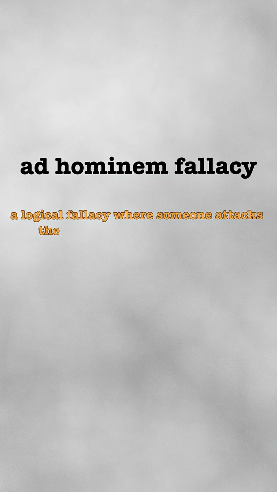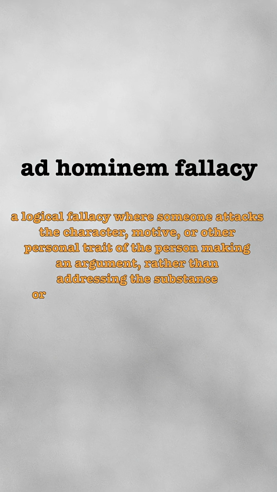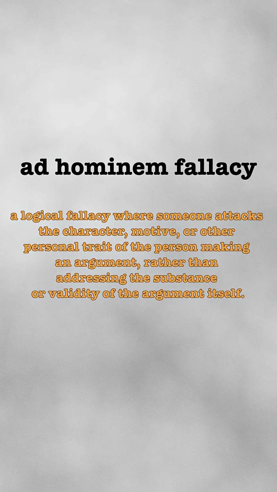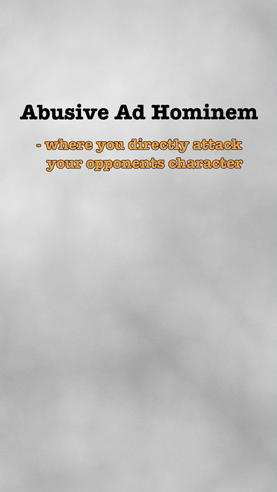Anyway, the ad hominem fallacy is a logical fallacy where someone attacks the character, motive, or other personal trait of the person making the argument rather than addressing the substance or validity of the argument itself. And it often comes in three forms. Those are abusive ad hominem, where you directly attack your opponent's character. So for example, you could say something like, "He's so bad at football. Of course, all of his takes are terrible."